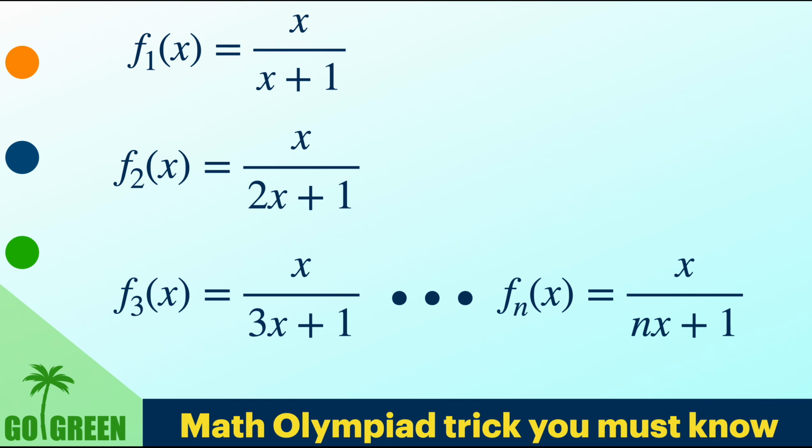But one can at least guess that f1 is x over x plus 1, for f2(x) it is x over 2x plus 1, for f3(x) it is x over 3x plus 1. So one can make this guess, but you need a proof, right? And in such cases, when you have to prove something for all natural numbers n, the most powerful thing is the principle of mathematical induction. So that is what we will try to prove.